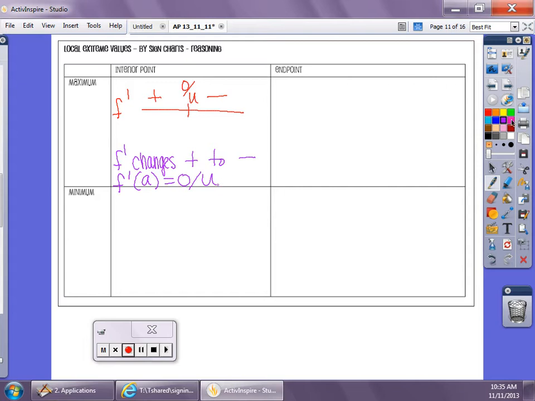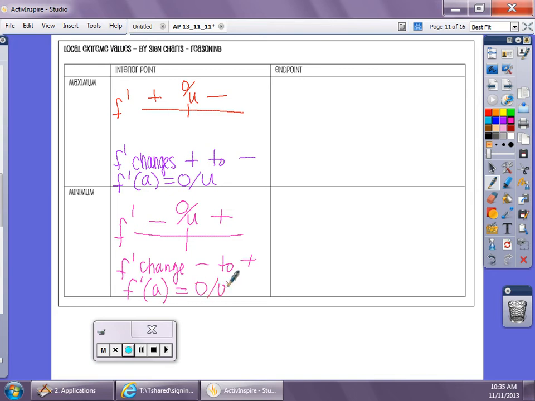So that should make it a little easier for you to do a minimum. What happens for a minimum? Negative, positive, and same thing. It could either be 0 or undefined. And your reasoning would be F prime changes negative to positive, and F prime of wherever that is 0 or undefined.